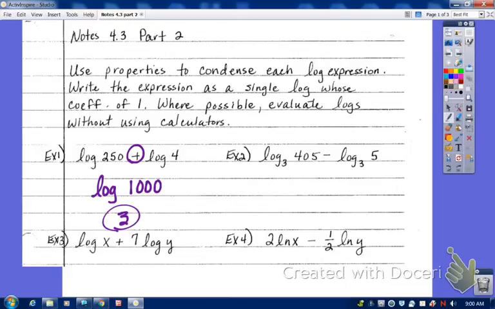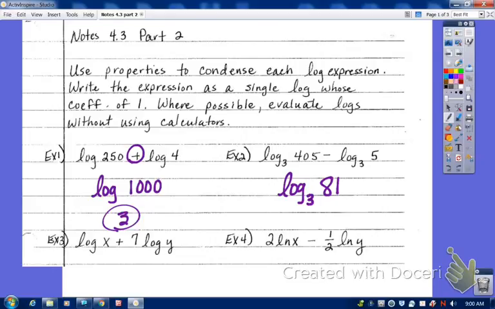Example 2, you have two logs, but they're being subtracted. So I'm going to use the quotient rule. So I'm going to write this as one log. You'll write log, you'll write your little base of 3. Either in your head or in your calculator, you'll do 405 divided by 5. And you'll get 81. So those two logs condense to be log base 3 of 81.